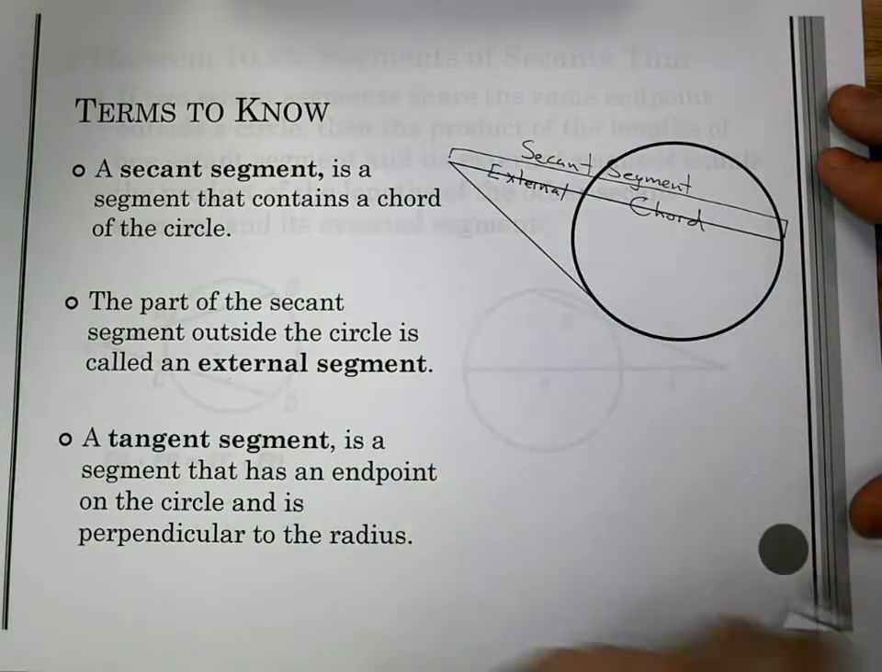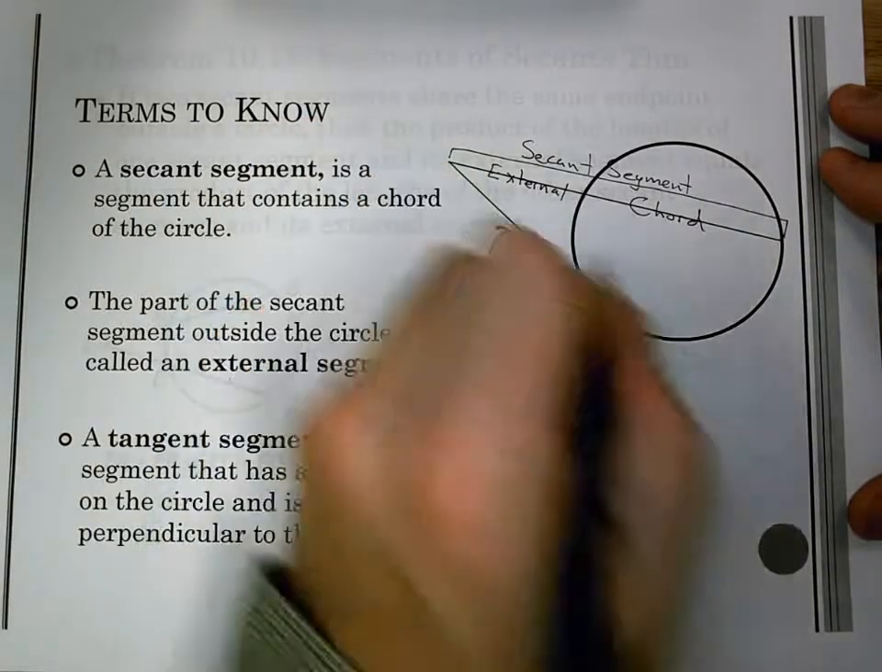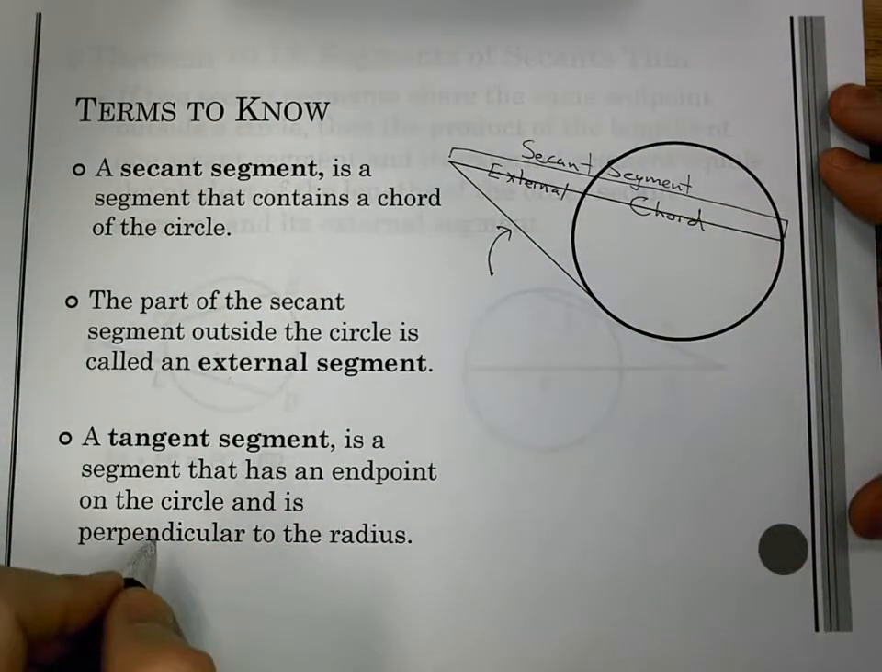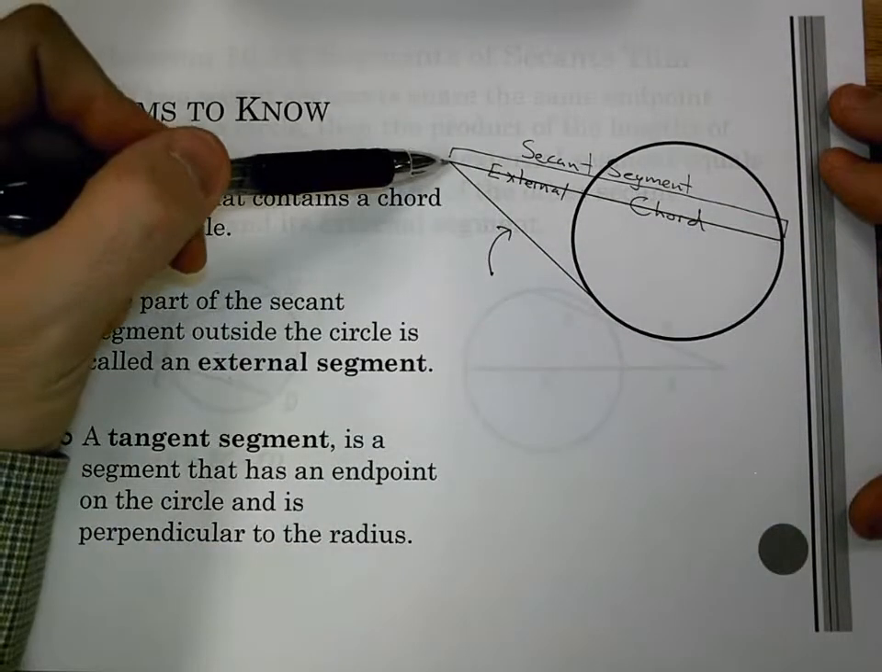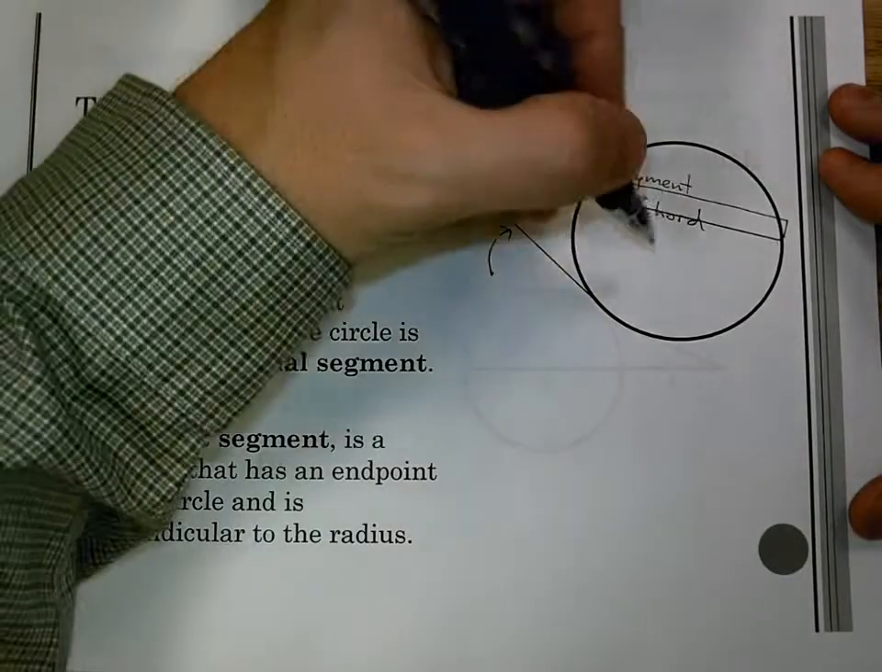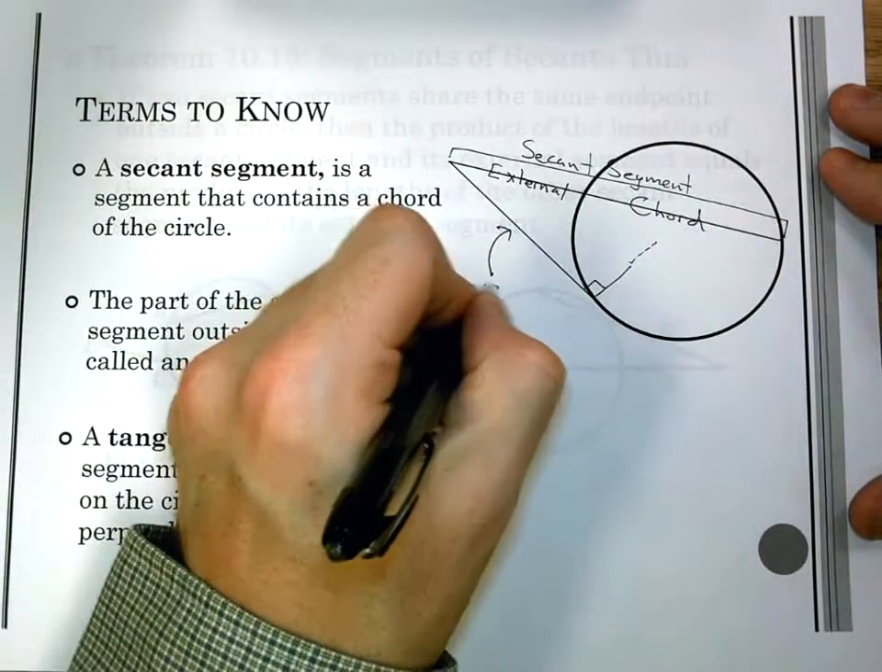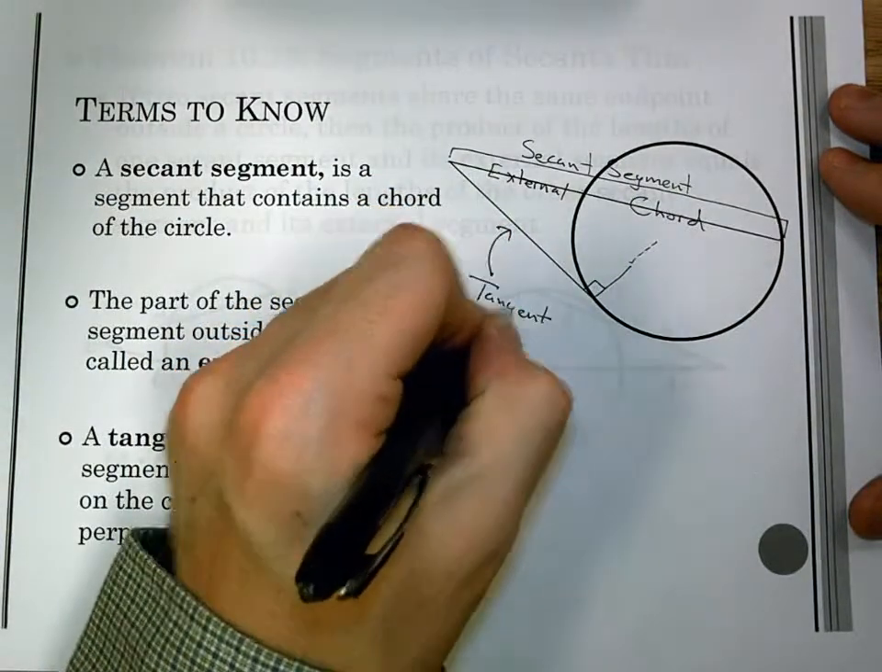Lastly, we have the tangent segment, and we've talked about tangent already this chapter quite a bit, but we're going to use it again here, so we might as well mention it. The tangent segment has an endpoint on the circle and is perpendicular to the radius. So if I want to draw it off to the radius, it would go off there, but that would be our tangent segment.